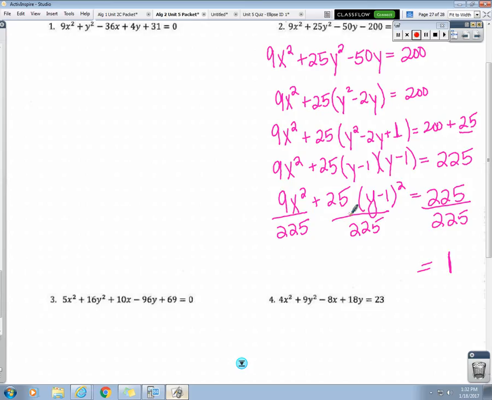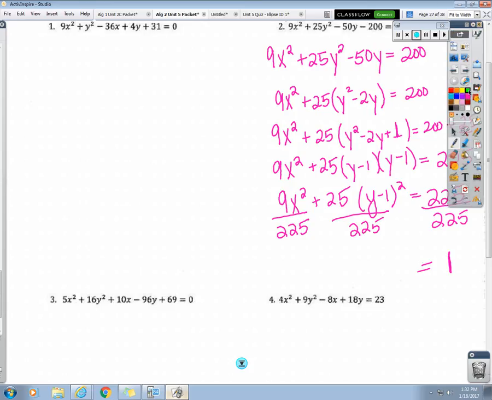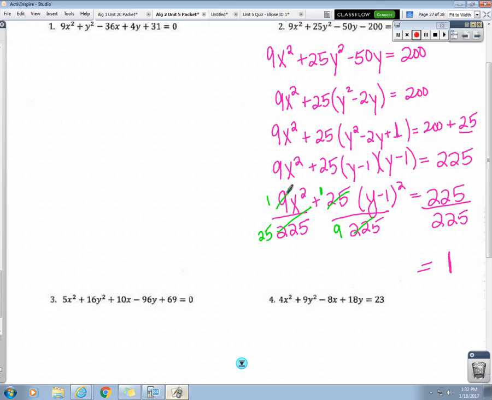And so, what does 9 over 225 reduce to? Yes, it does. 1 over 25. What does 25 over 225 reduce to? 1 over 9. So when you write your final answer, there's no need to write this 1 beside the x squared. So just x squared on top, 25 on bottom, plus y minus 1 squared on top, and 9 on bottom. And now we have it in standard form.